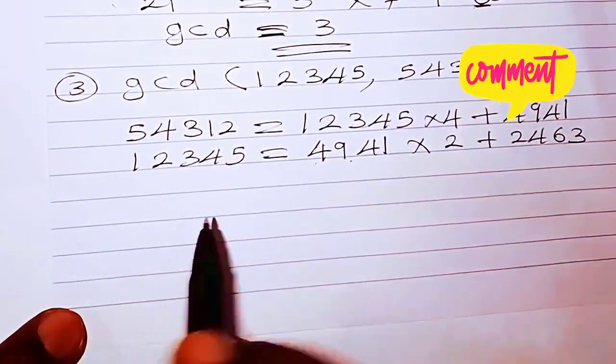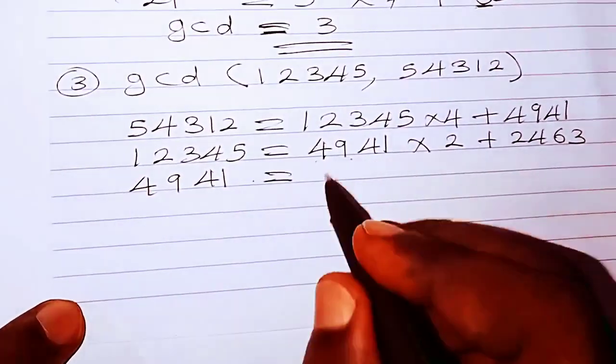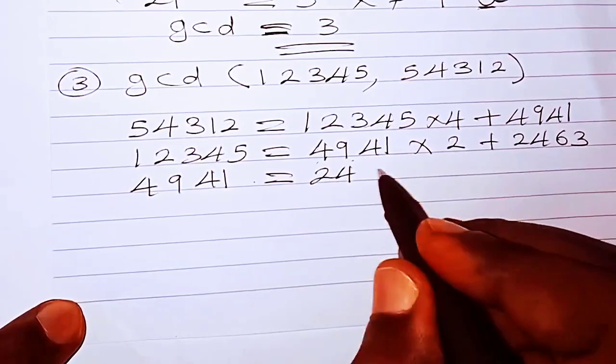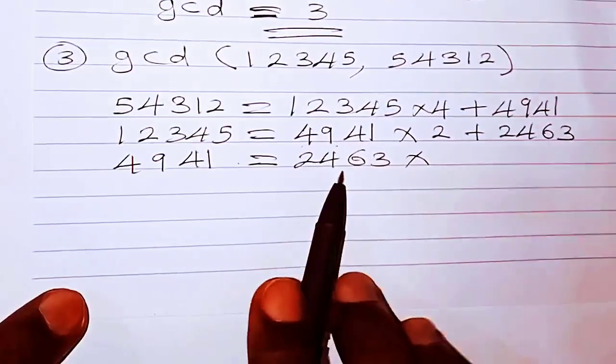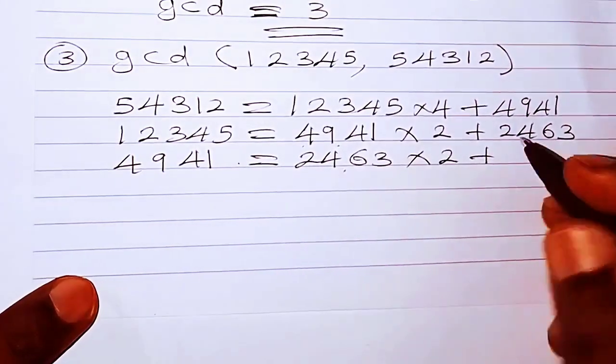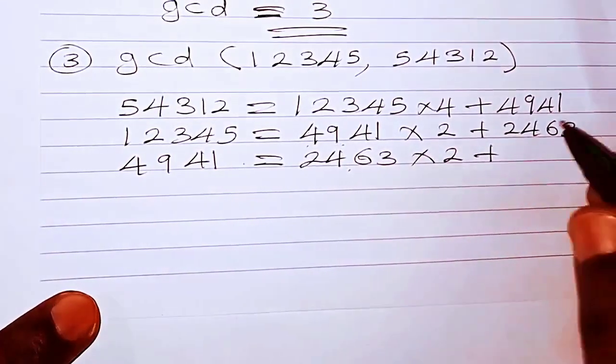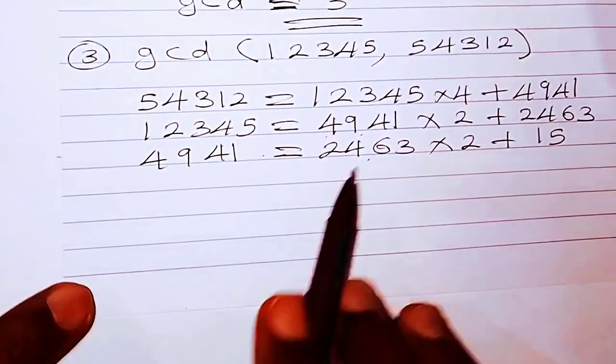2463. And then we'll bring this one here, 4941 equal to, then the remainder is being brought down to this place, 2463. Multiply by the number of times we have this into this, that's going to be 2, and then the remainder is going to be 15. That's going to be 15. And then we'll bring this one here.